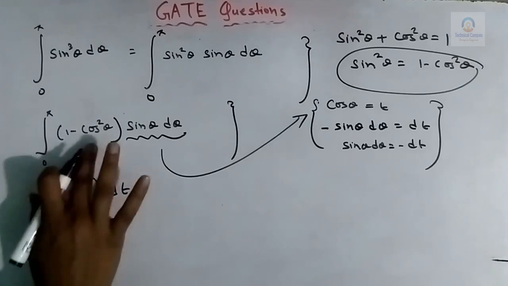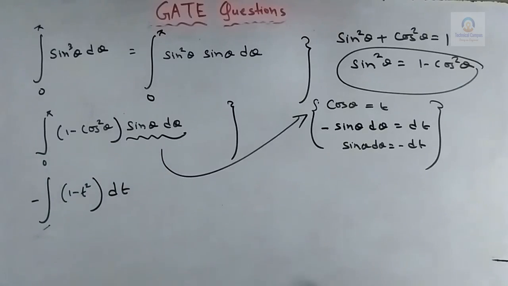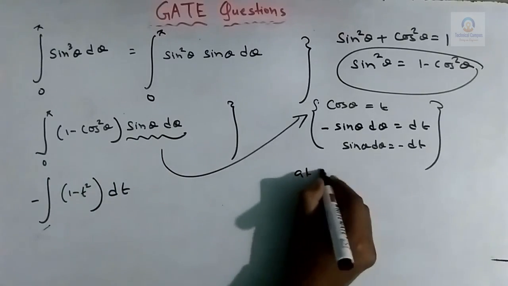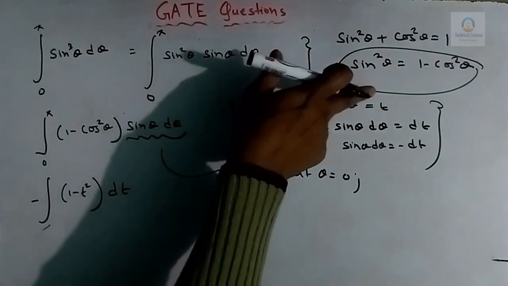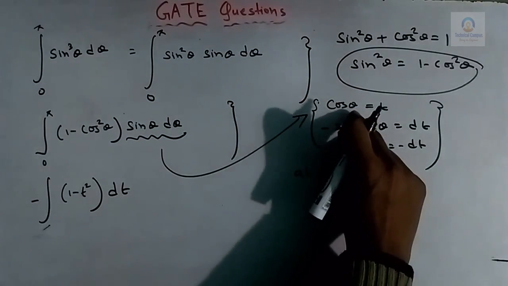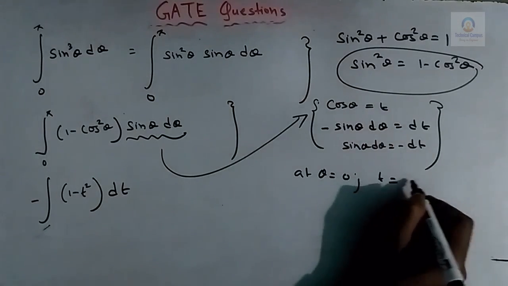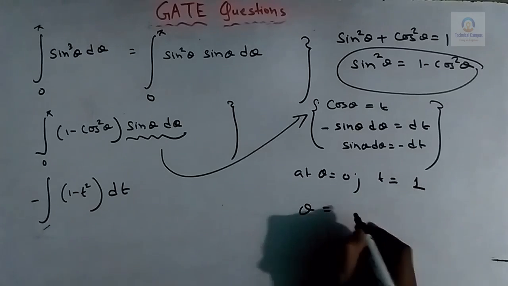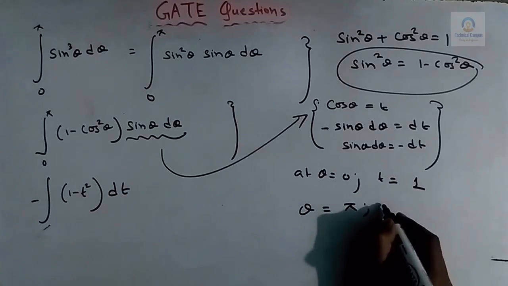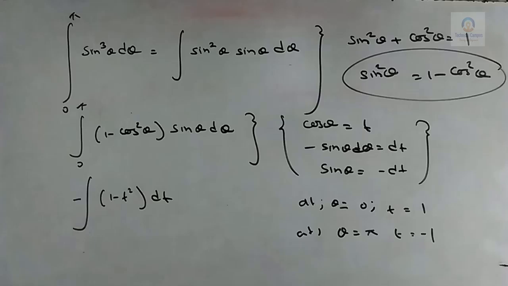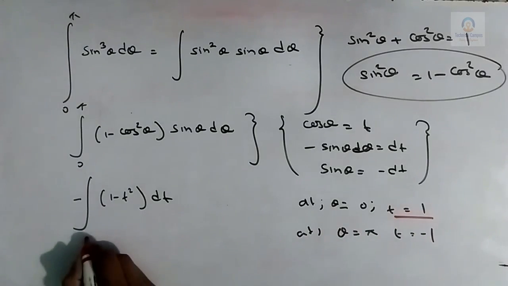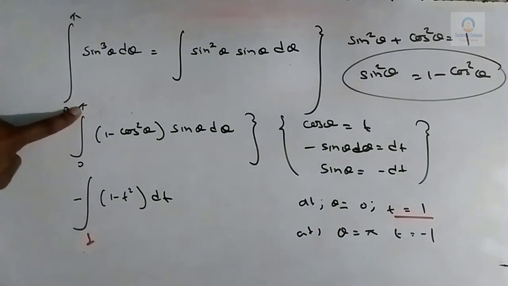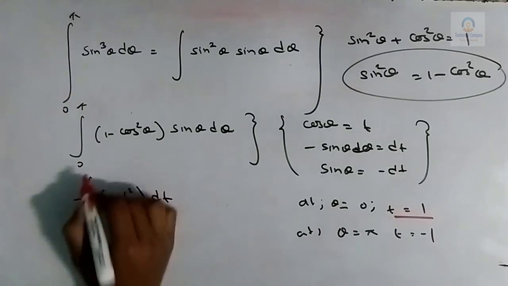As we have changed the variable, we have to change the limit also. So let us see how to change the limit. At theta is equal to 0, we have substituted the value of cos theta by t. So if we put theta is equal to 0, t will be 1, and if we put theta is equal to pi, the value of cos pi, that is t, is equal to minus 1. So for theta is equal to 0 degree, the value of t is 1, and for theta is equal to 180 degree, the value of t will be minus 1.